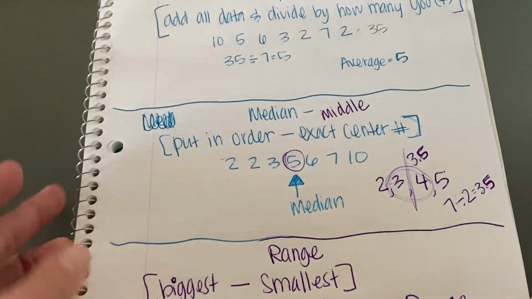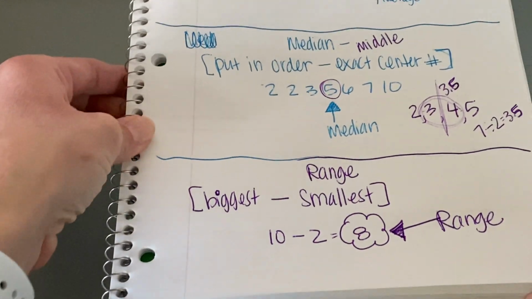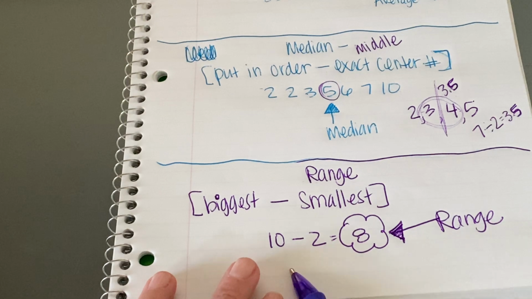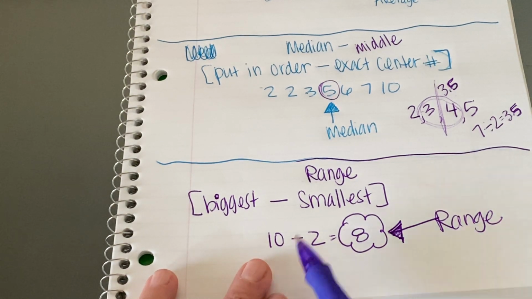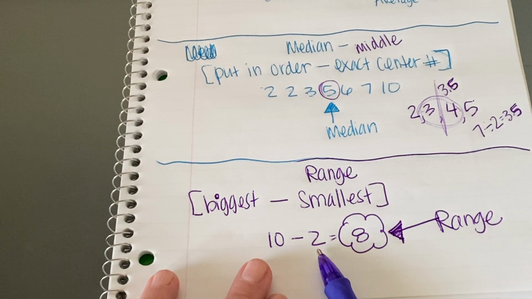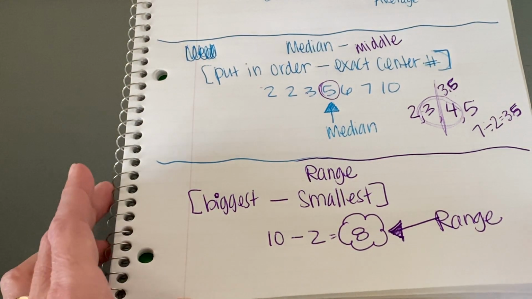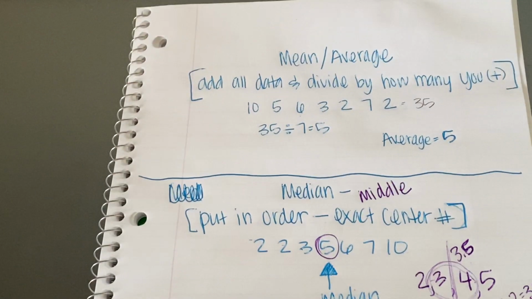Okay, and the last one is the range. So range is just the biggest take away the smallest. So in my numbers, 10 was my biggest, 2 was my smallest. So I did 10 subtract 2 and I ended up with 8. So 8 would be the range. Okay, so this would be for number 17 on your mountain map.